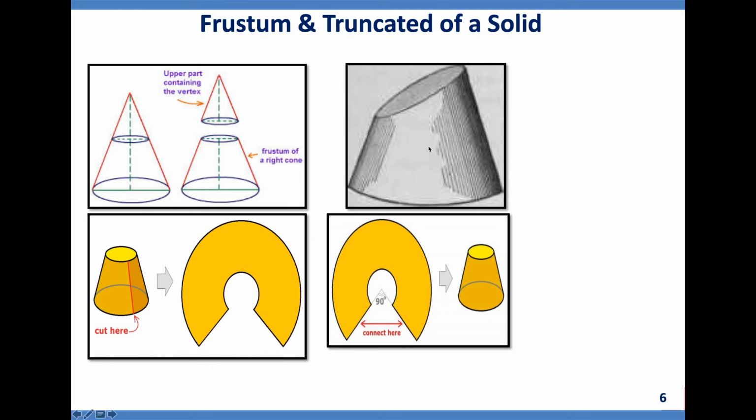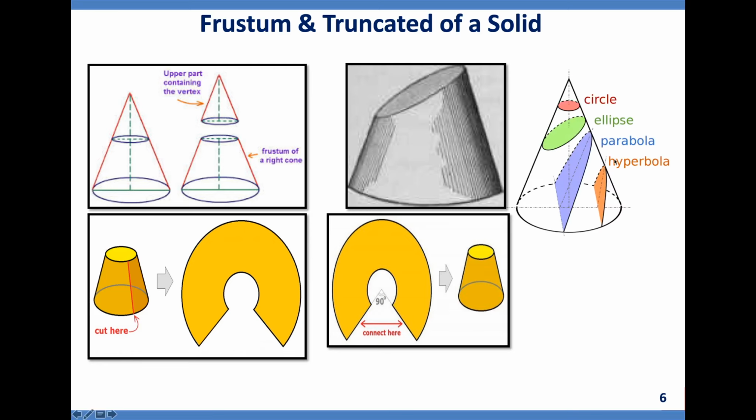This is truncated. You take the same cone, instead of keeping the cutting plane parallel to HP, perpendicular to VP, I have made it inclined to HP. When it is inclined to HP, then we get the retained portion which is called the truncated part of the right circular cone. Like that, I have taken the cone. As you change the angle of the cutting plane, you will get different shapes. Parallel is circle, inclined is ellipse, parabola, hyperbola, like this.